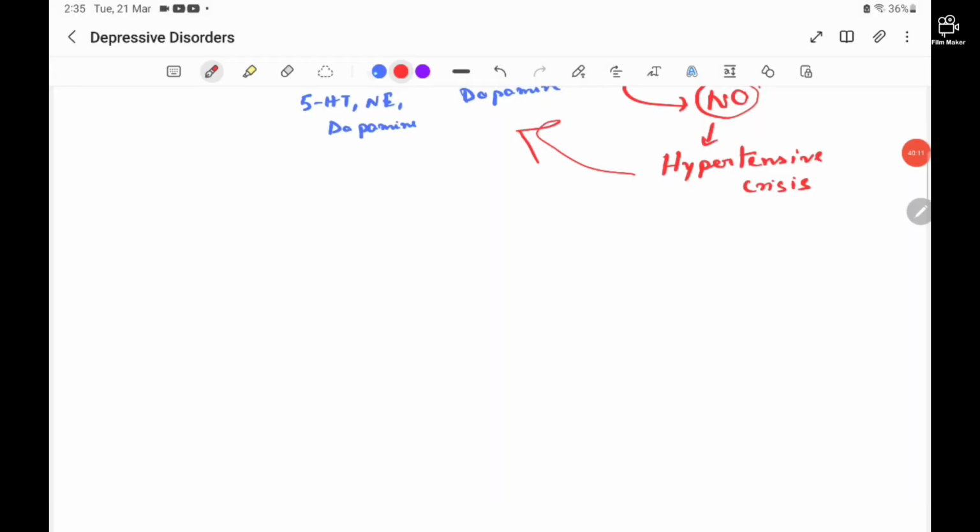Now let us name a few drugs which are famous among the MAO inhibitors. Famously used drugs are carboxazide, phenelzine, and selegiline.